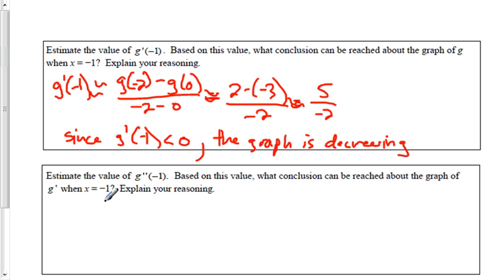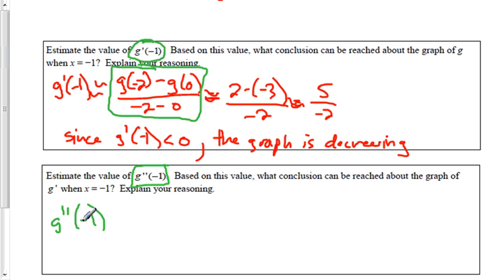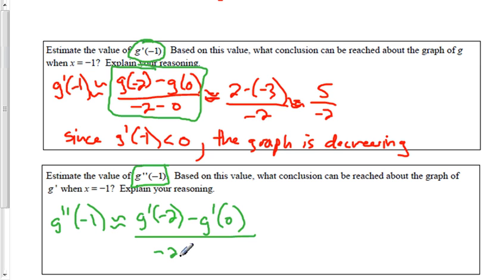Now the next one is our first time talking about second derivatives. That's what that symbol stands for. If I wanted to find the derivative, I looked at the secant line of values of the original function that were a little bit to the left and a little bit to the right. Here I want to do the same thing. So to estimate g double prime, the second derivative, I'm going to find the secant line on the derivative, a little bit to the left, which will be -2 again, and a little bit to the right. And once again, we use the slope formula.